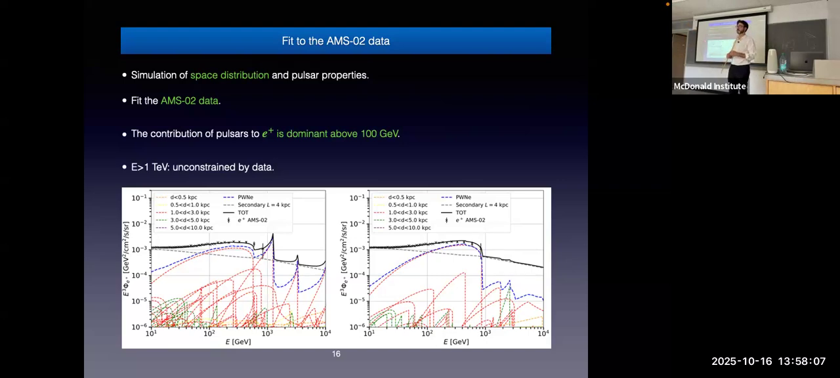So yes, if you were born at 4 kiloparsec, before reaching us, you have lost most of your energy. A particle that was born at 2 TeV at 4 kiloparsec arrives to us with a much lower energy. But in these two examples, at least the very light lines, which correspond to less than a half kiloparsec and half to 1 kiloparsec, I just don't see them contributing very much. No, in these two specific cases, no.